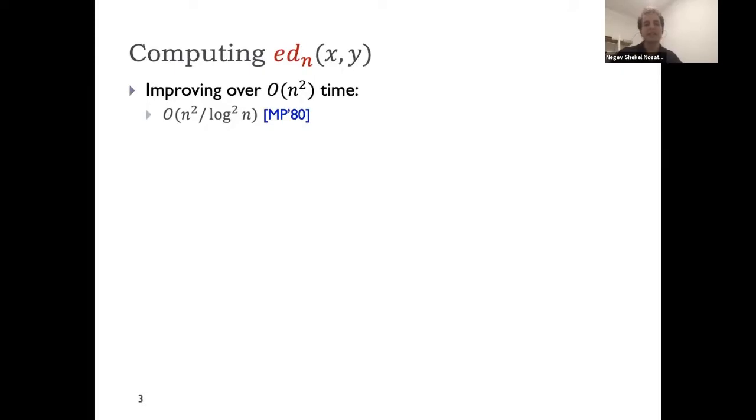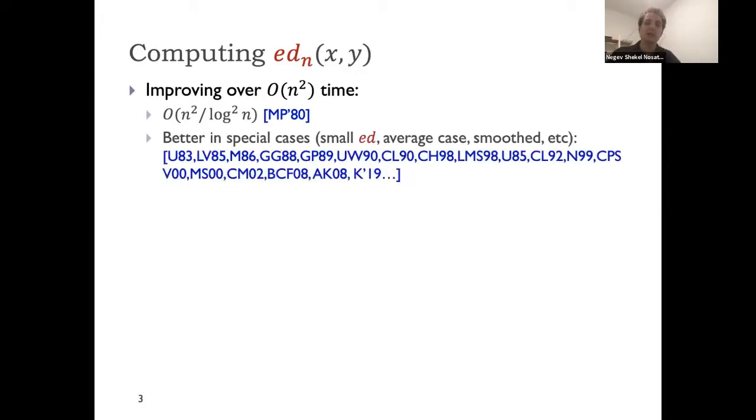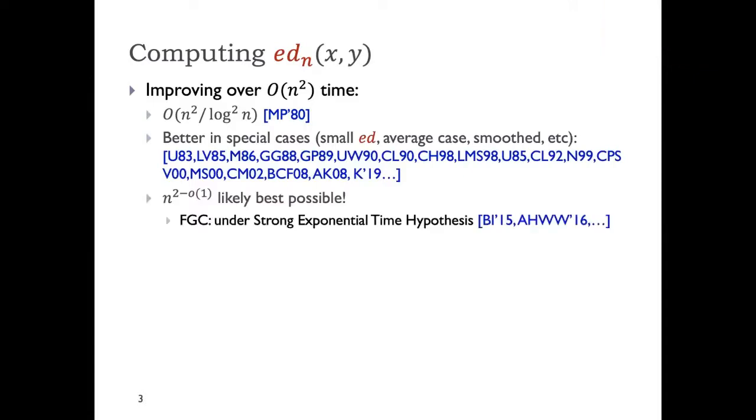So there has been little improvement over the years, a lot of work. 6 years later, there was a polylogarithmic improvement. And there was a long line of work that showed better than quadratic in special cases. And more recently, a few years ago, it was shown that near quadratic time is likely the best possible, if you believe at least in the strong exponential time hypothesis.